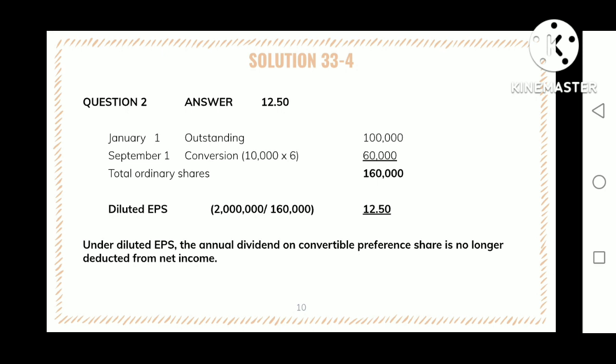And then yung net income is 2 million. Hindi na rin natin kailangan i-less yung preference dividend in the assumption that the preference share is already converted into ordinary share. So 2 million divided by 160,000 is equal to 12.50 diluted earnings per share.